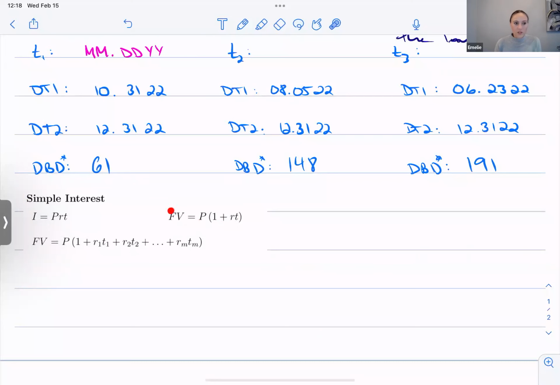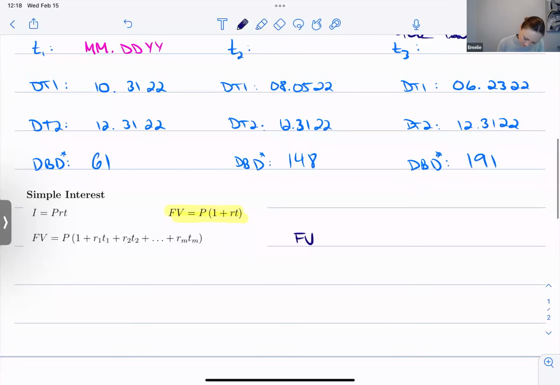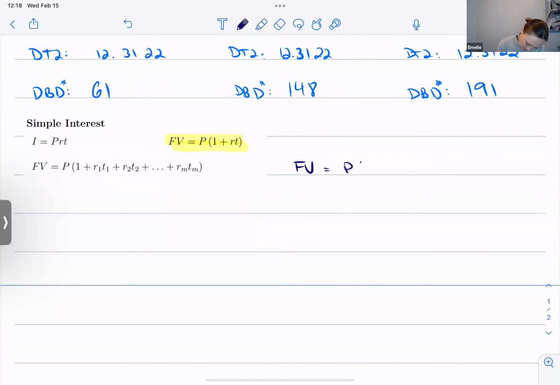We're going to use this formula here because it's a future value that I want. We haven't introduced this formula, but as you can tell, there are different rates and different time points for each rate. That's when we have changing interest rates, which we do not have. So this is the one that we want. Let's just write it down.